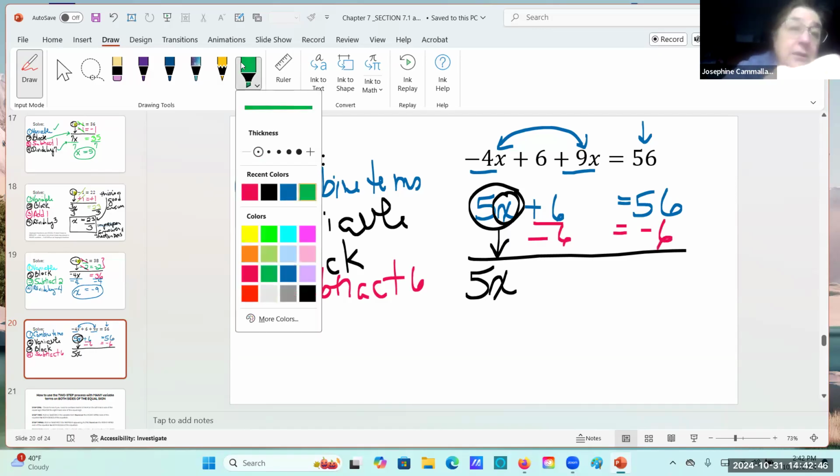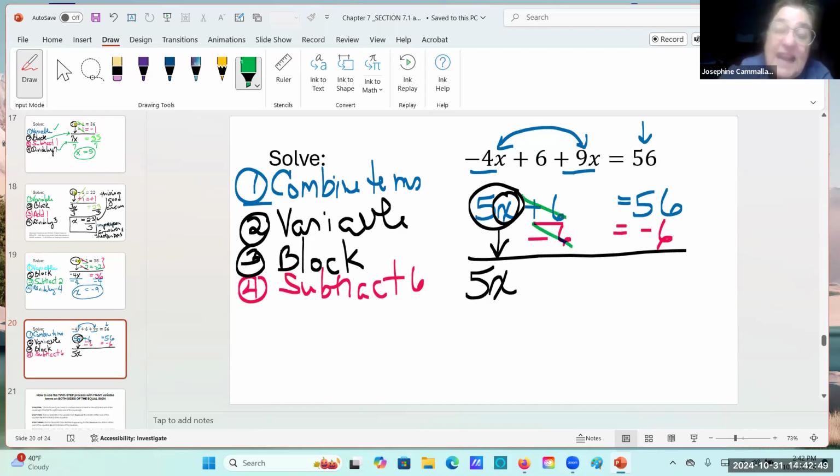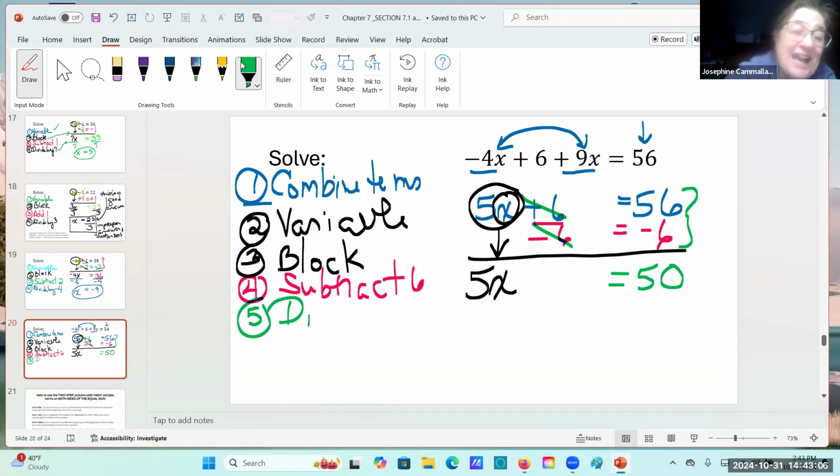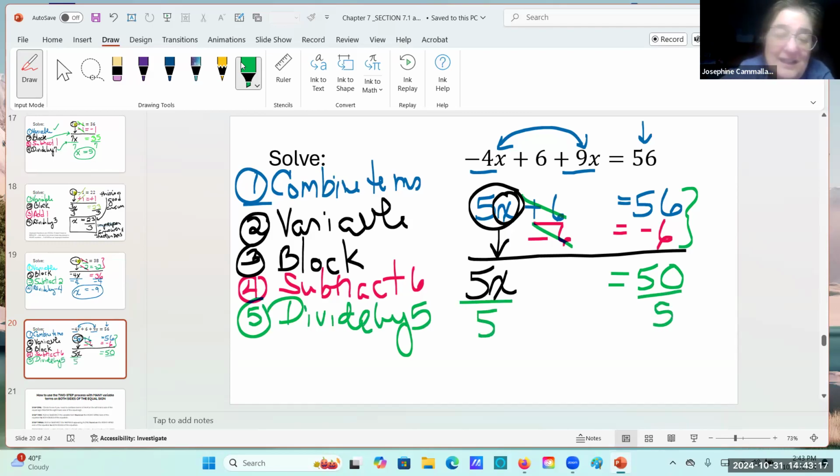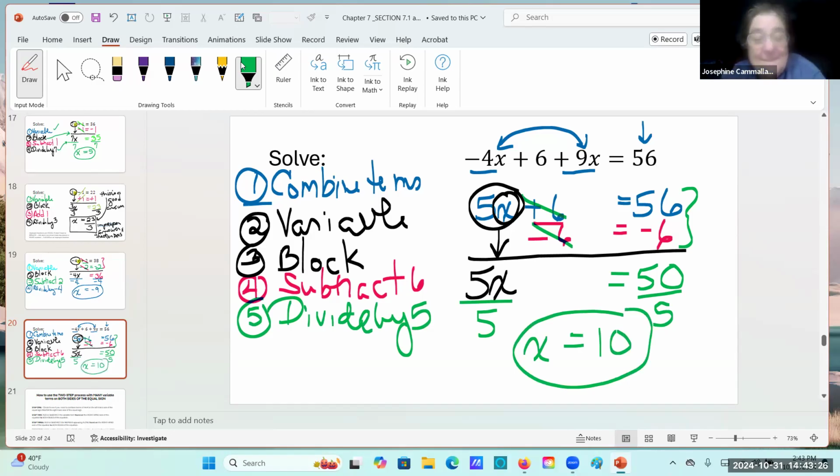Well, as you see, positive 6 and negative 6 are going to cancel. They make 0. I don't write 0. But this side gives me a positive 50. To finish this equation, I am dividing by 5. And this is giving me a positive x is equal to 10. Okay.